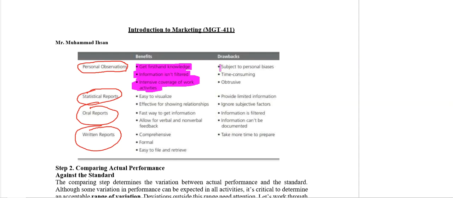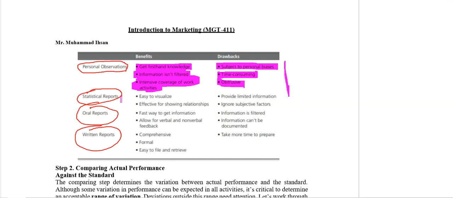There are some drawbacks. Number one drawback is that it is subject to personal biases. If the boss does not like anybody, he will not evaluate him well. If the boss likes anybody, then he will evaluate him well even after bad performance. Number two, time consuming. The boss has to spend so much time to evaluate. And number three, obtrusive. This is very obtrusive, and it will not allow employees to work because the boss is standing in front of them, so they will have some reluctance, or they will be hesitant to perform duties.